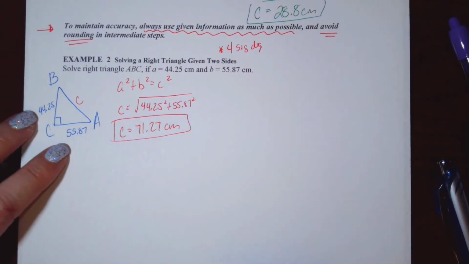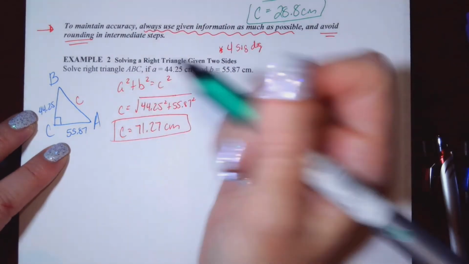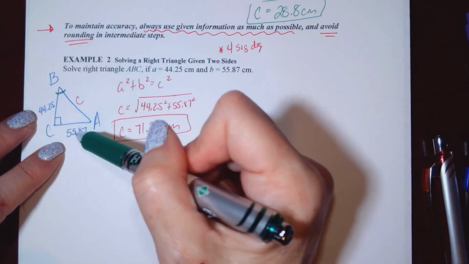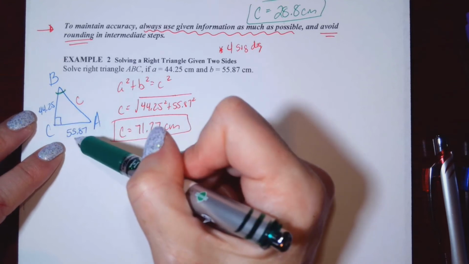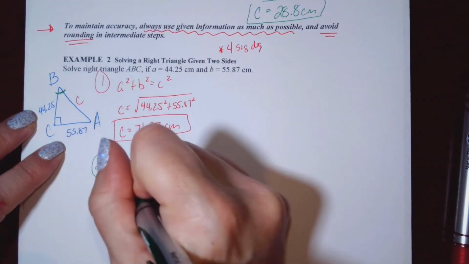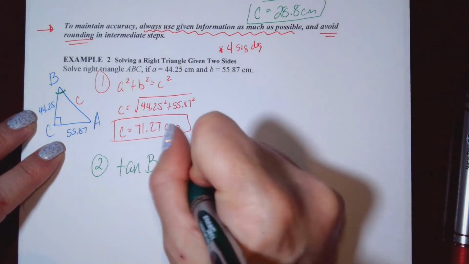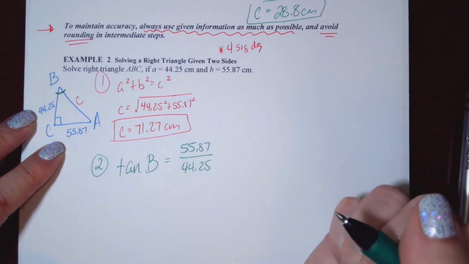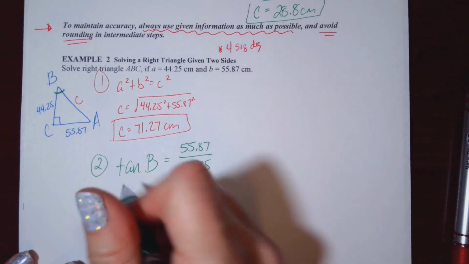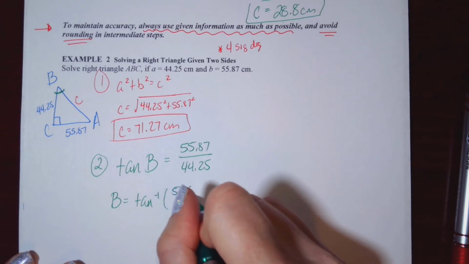In the spirit of not using a found value, always using the given values. When I go in and I find these angles, let's start with B. If I find B, the sides I was given are the opposite and adjacent sides. That's tangent. So this was my first step. My second step is going to find B using tangent, opposite over adjacent sides. That's my value for tangent, which means I know the value, I'm looking for the angle. So angle B is going to be the tangent inverse of that tangent function value.